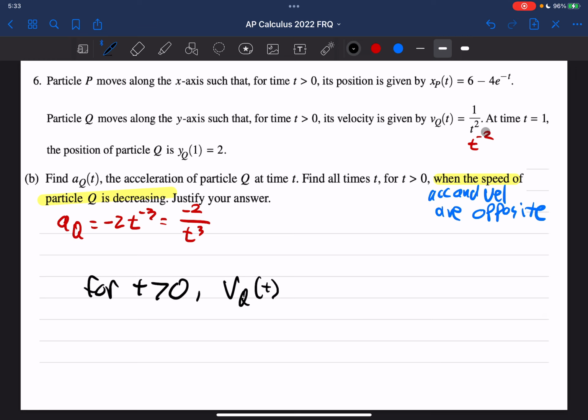Well, 1 is positive, and t squared, anything squared is positive, so that means this is always positive. So then what about the acceleration? Well, t cubed, but we're plugging in positive numbers, so a positive number cubed is still positive, but we're dividing negative 2 by that number. So that means this will be negative. So that means for all values of t greater than 0, this particle is slowing down.